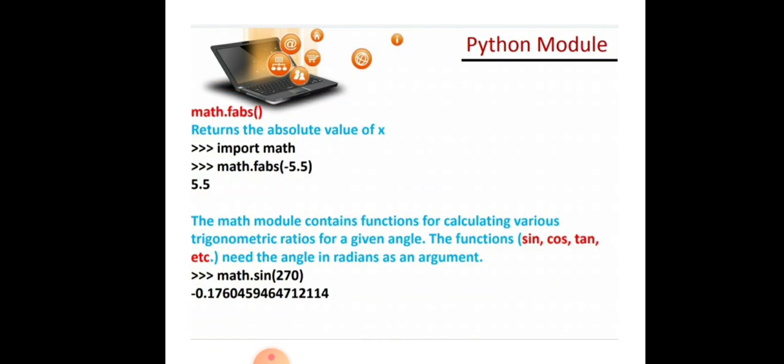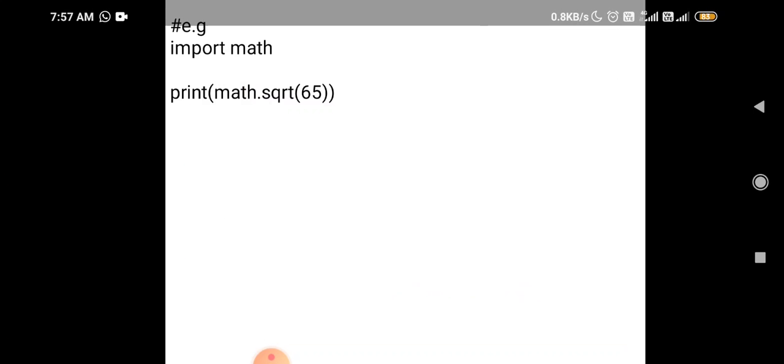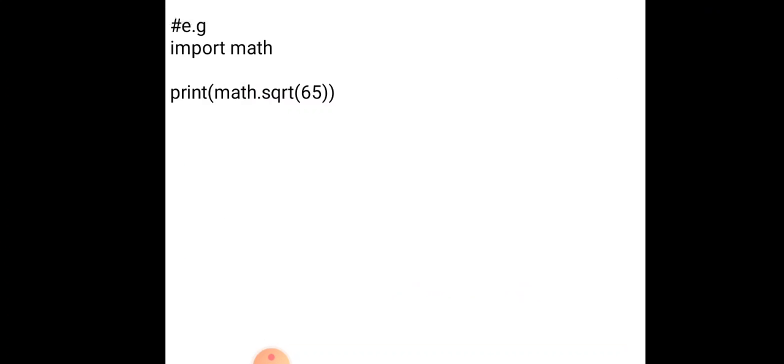The math module contains functions for calculating various trigonometric ratios like sine, cos, tan, etc. They need the angle in radians as an argument. Then we use the log function. It returns the base 10 logarithm of x. For example, if we want to find the square root of 65, we can write import math, print math.sqrt(65).